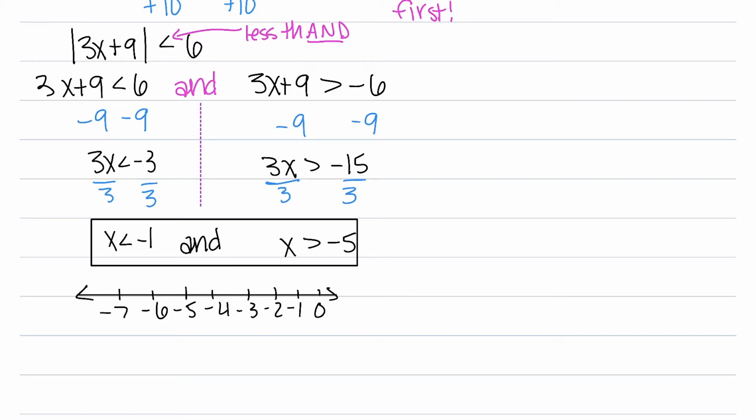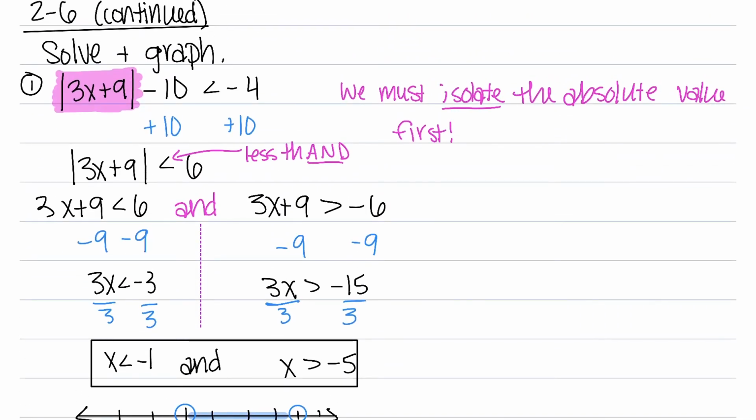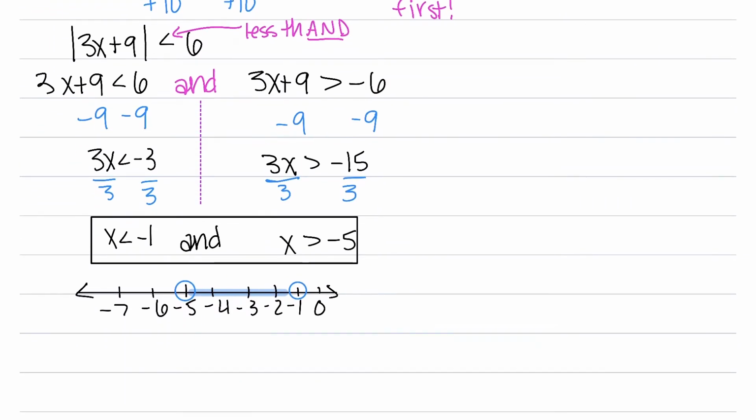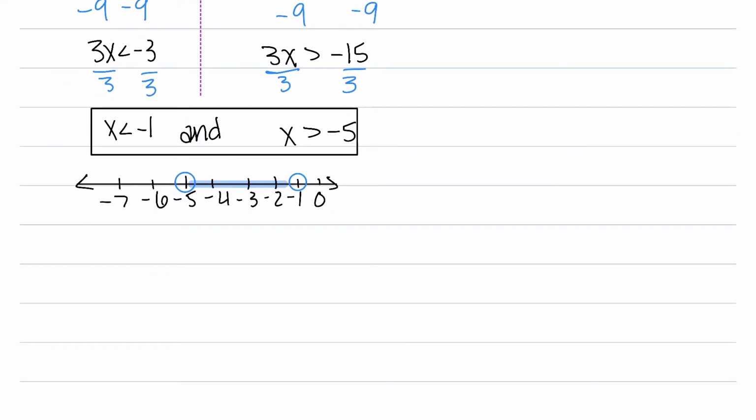Make sure you've got both of those numbers on there. Notice that we're going to have open circles on the negative 5 and on the 1. And because it's an and, our shading goes in the middle. Done. Okay? Get the absolute value by itself. From there, solve like you already know how. Next one.